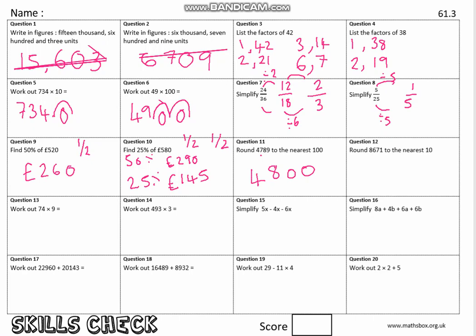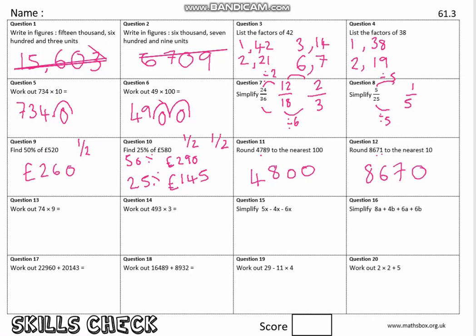Now the next one says to the nearest 10. So I'm going to go to the tens column, which in this case is the 70. Okay, so we've got our thousands, then our hundreds, then our tens, then our units. So this time it's either going to be 8,670, or if the next number is 5 or above, it's going to be 8,680. But this time it's below 5, so it's going to be 8,670.